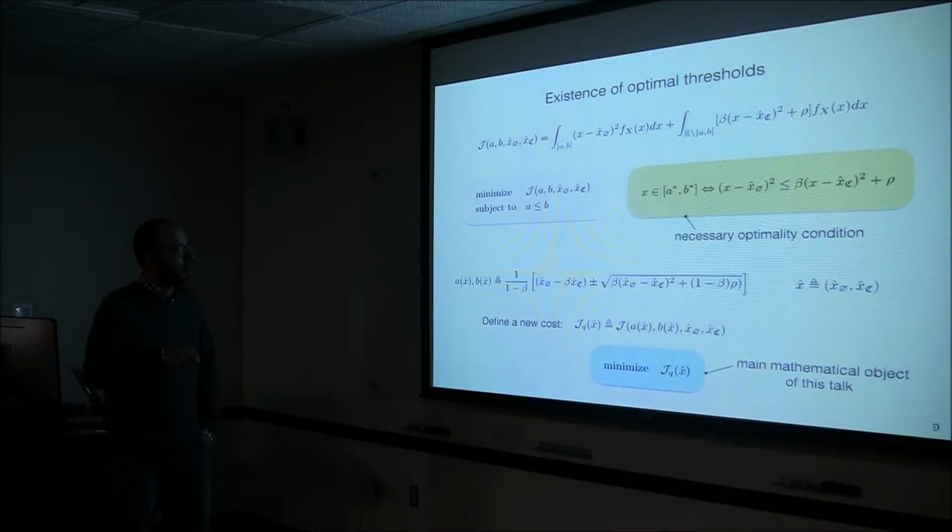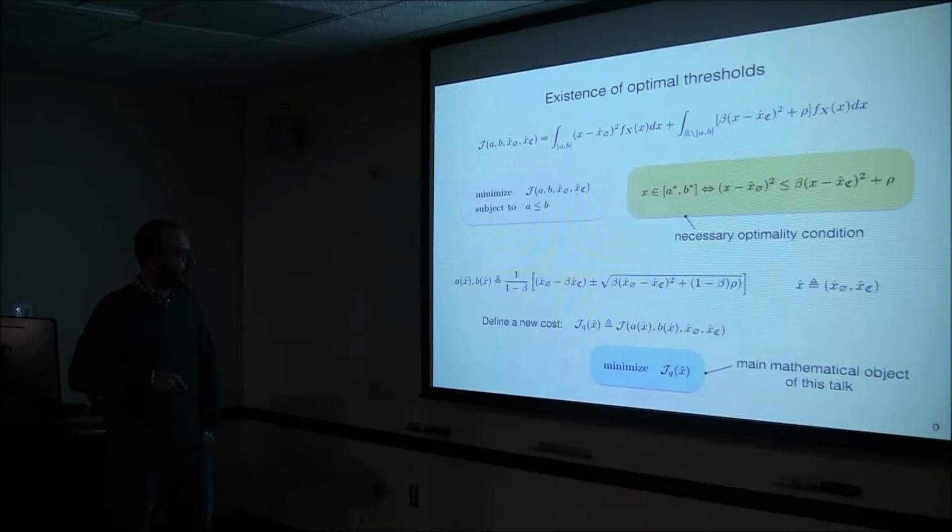For such a problem, one necessary optimality condition is that the no-transmission interval must satisfy this inequality here. And this will give us expressions for the optimal thresholds in terms of the pair of representation points x hat. Sorry, the thresholds can be represented by these functions.